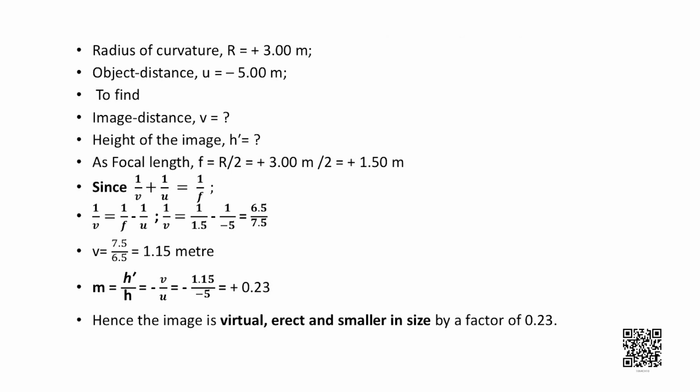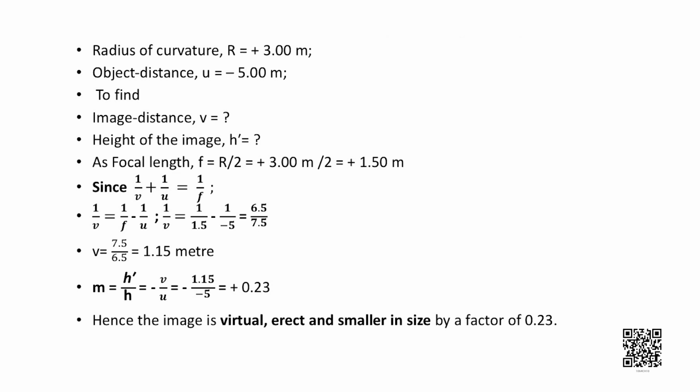Object distance is always negative, so we may write object distance u equal to minus 5 meters. We are required to find the image distance and the size of the image. For that, let us first find the focal length of the convex mirror using the formula f equal to r by 2, that is 3 meters divided by 2 equal to 1.5 meters. The focal length therefore turns out to be 1.5 meters.